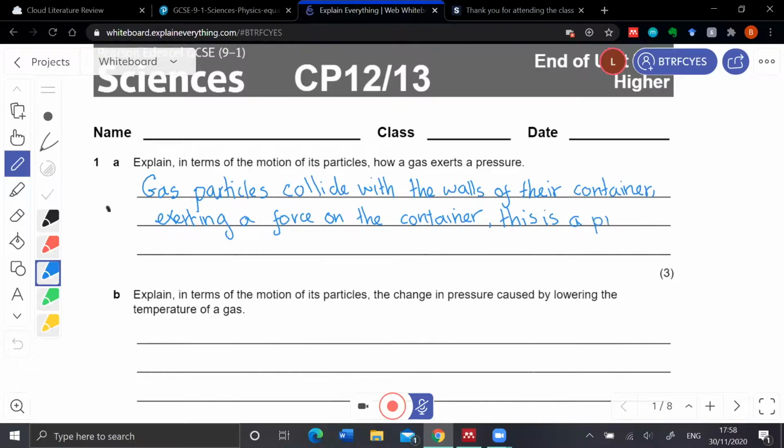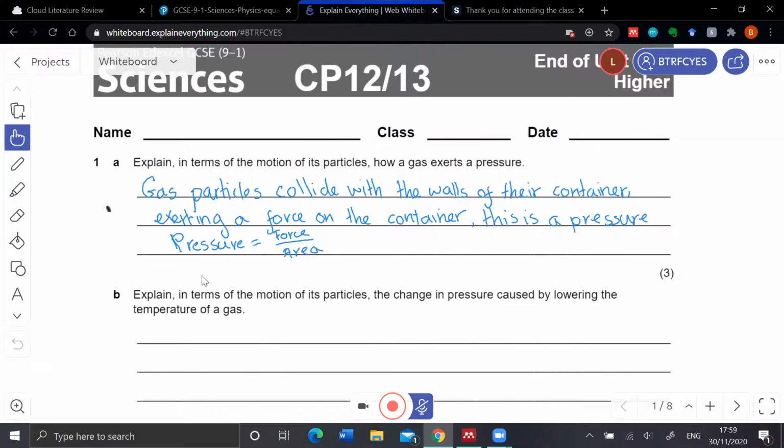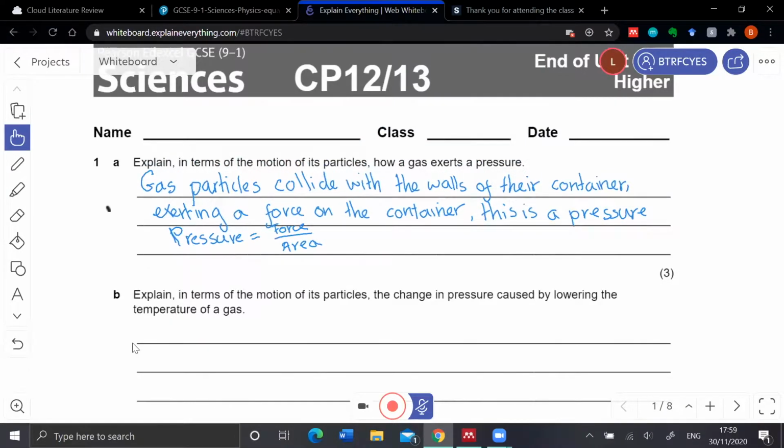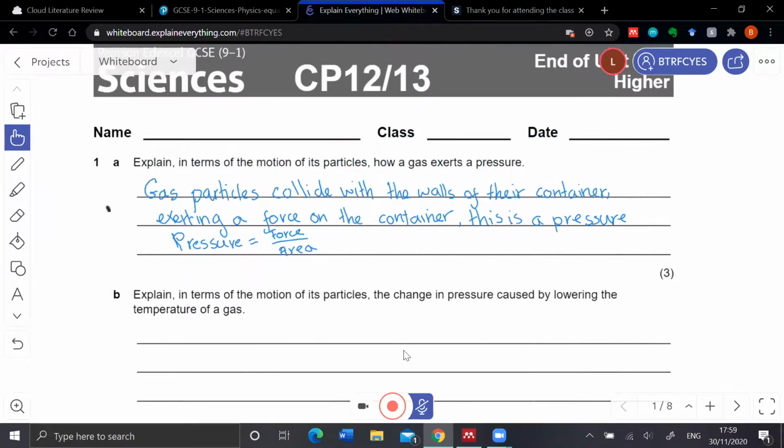If you remember the equation, it helps to know it to answer this question. Pressure equals force over area, so it's force exerted over an area. Let's go down the page a bit.